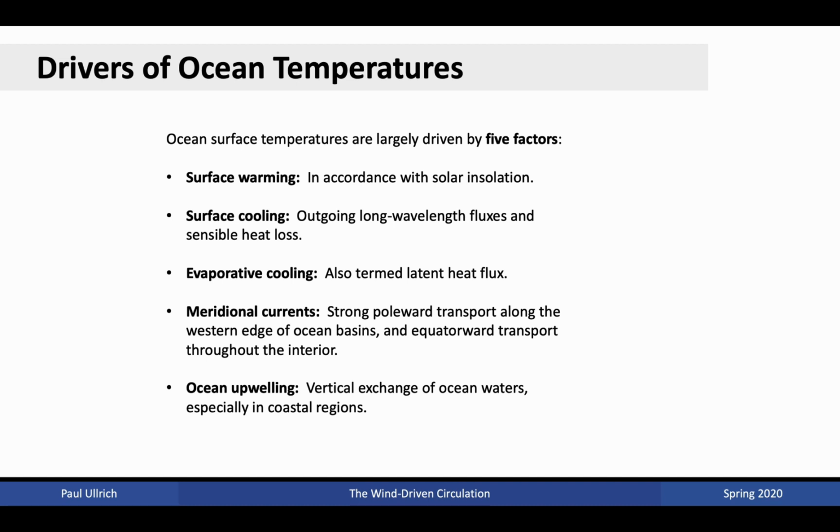Finally, in the vertical, there are processes by which oceanic waters can be exchanged. This is known as either upwelling or downwelling. Upwelling is common particularly along the eastern edges of ocean basins or along the western coasts of continents. This is responsible then for the vertical exchange of ocean waters, especially in these coastal regions.